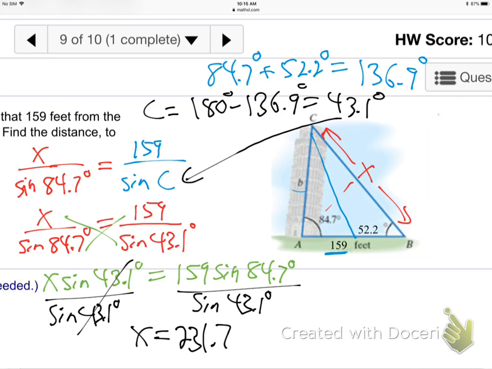I don't know how far they want me to round. Is that what you guys got? We found out how far it is up to there. Questions on that? I think we're about ready to wrap this section up. They have a lot to say.